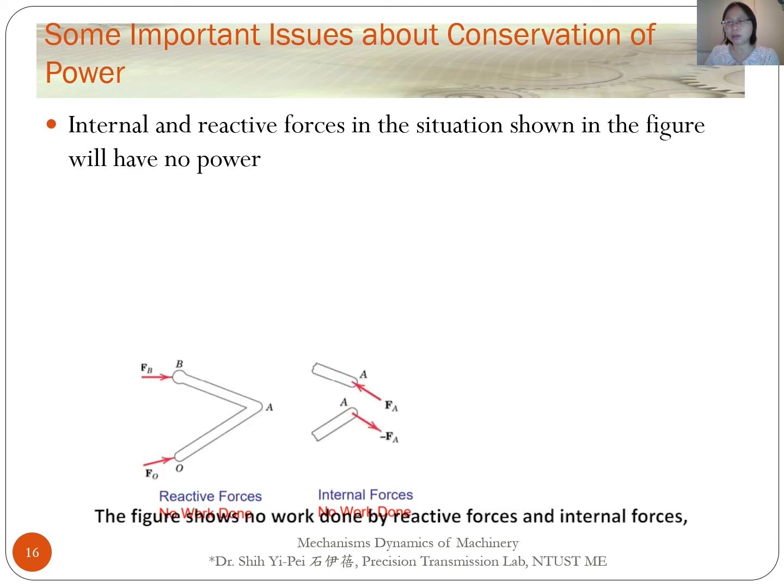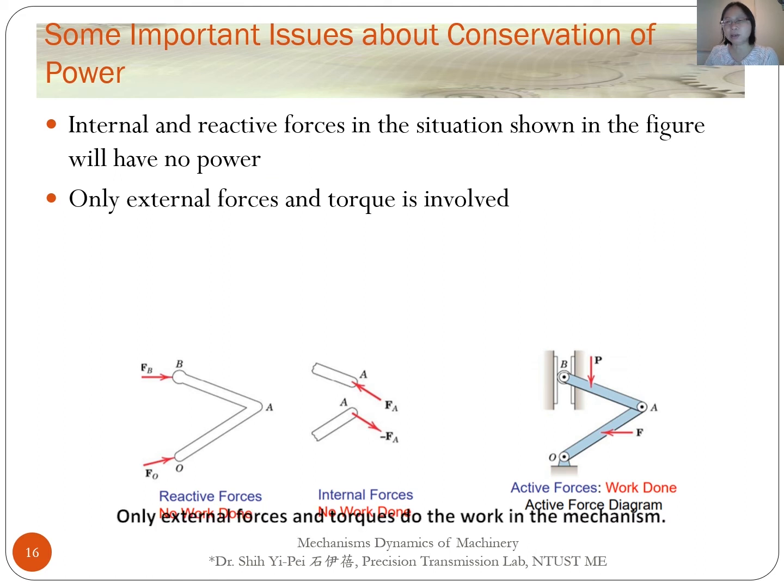This figure shows no work done by reactive forces and internal forces, because the normal force Fb never does work. The force Fo acts on a point without movement, and the resultant work done by the pair of internal forces is 0. So these forces also cannot generate power. Only external forces and torques do work in the mechanism, so they can generate power.